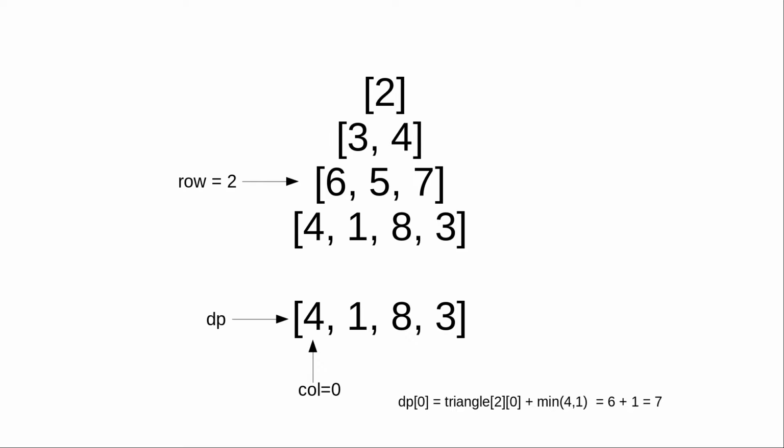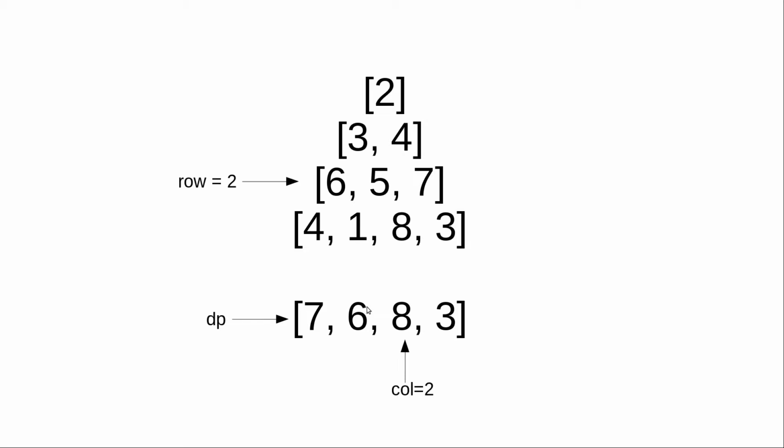Now DP of 0 will be equal to triangle of the second row and this column. So it will be 6 plus minimum of 4 and 1, which is 7. And we'll update this DP with that value. Now let's move to the next column. So we want 5. Here, triangle of 2, 1 will point to 5, and the numbers just below it are 1 and 8. So minimum of 1 and 8. So in this case, 5 plus 1 is equal to 6. And we'll update this value here.